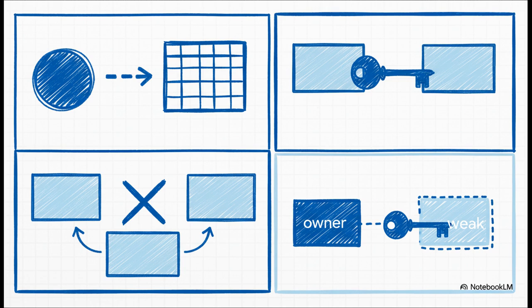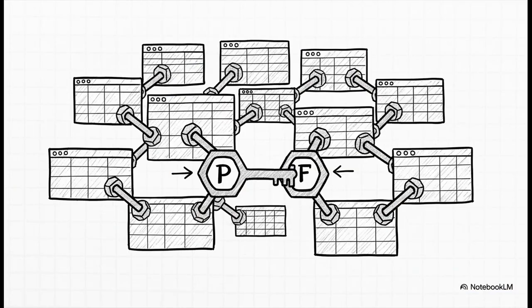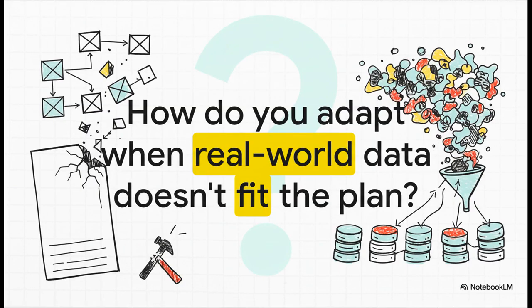And weak entities, they borrow their owner's key to survive. When you really get down to it, if you remember just one thing, let it be this: primary and foreign keys. They are the absolute nuts and bolts holding your entire database structure together. Everything depends on them. So you follow these rules, you get this perfect, beautiful, logical structure.